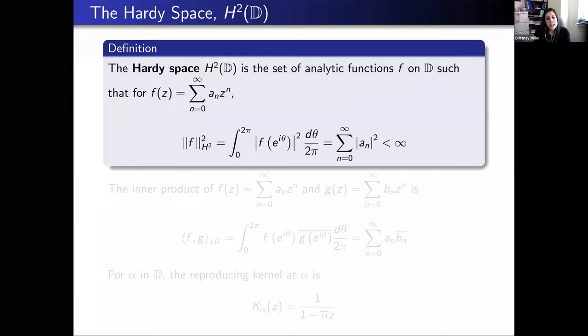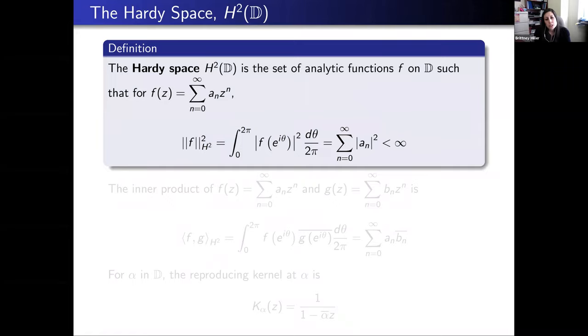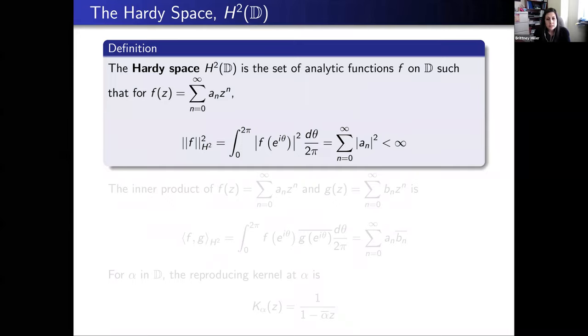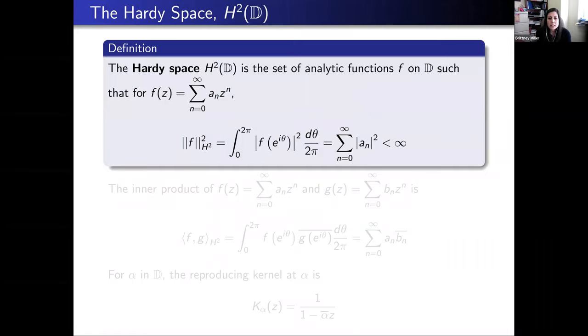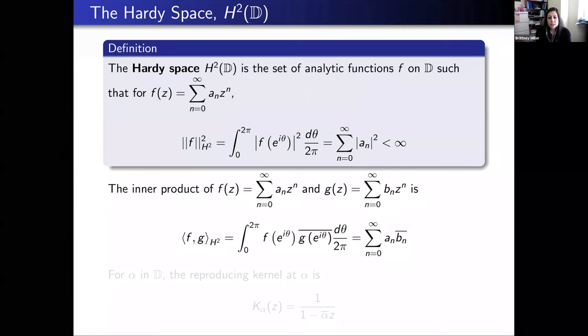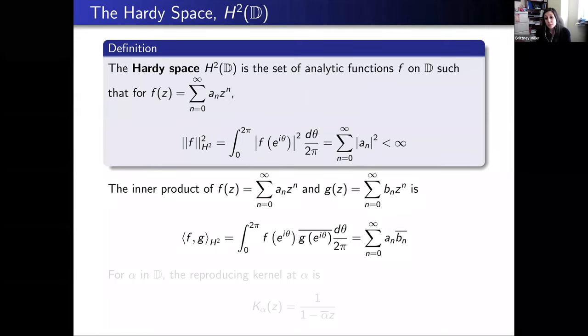And so we have this integral representation of the norm where we integrate around the circle the modulus of f of e^{iθ} squared. But if we represent f instead as a power series, then f is in this Hardy space if its coefficients are square summable. And the natural inner product follows. Again, we can either write it in its integral form or in a series.